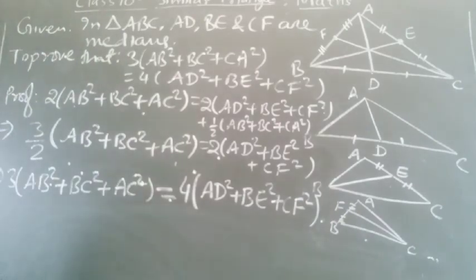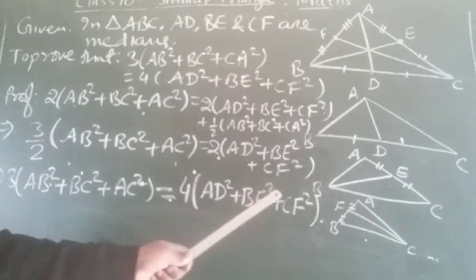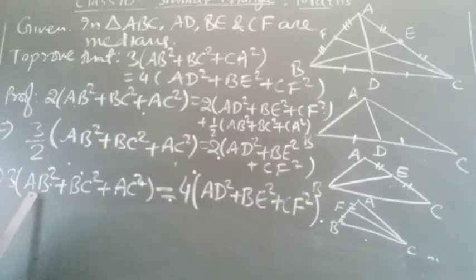My dear, in this way you got the relation between all sides and all medians. That means 3 times the sum of squares of all sides equals 4 times the sum of squares of all medians. Thank you.